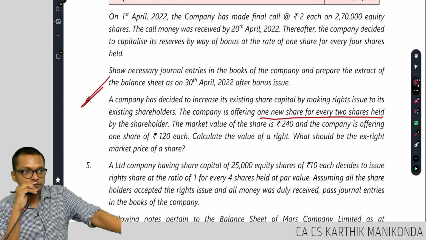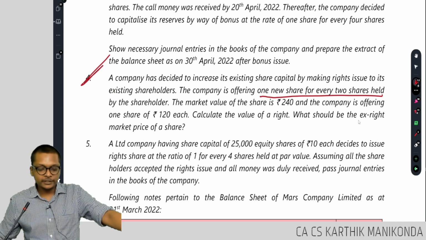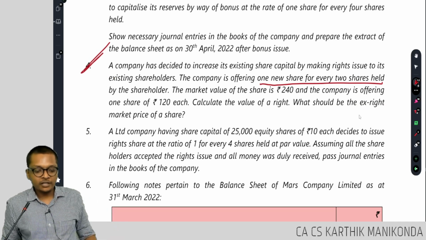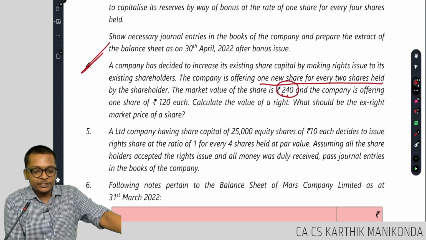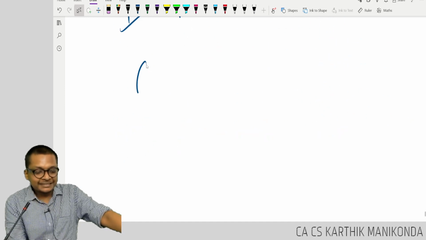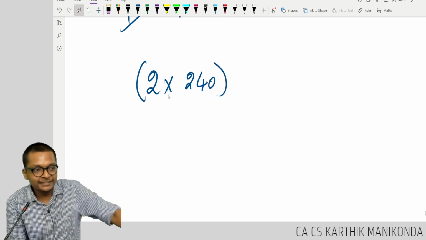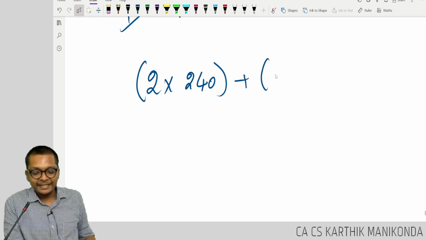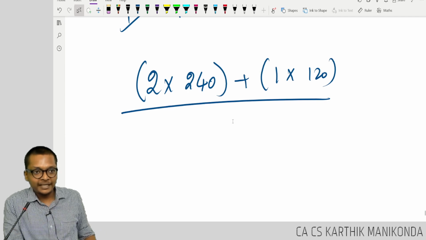Done, guys. How do we solve this? 1 for every 2 shares. What was the price per share? 240. Issued at 120. Let's do that equation. So existing number of shares, I have 2 shares into 240. Existing number of shares into existing price. Plus now I am getting 1 share into 120, whole divided by 3.